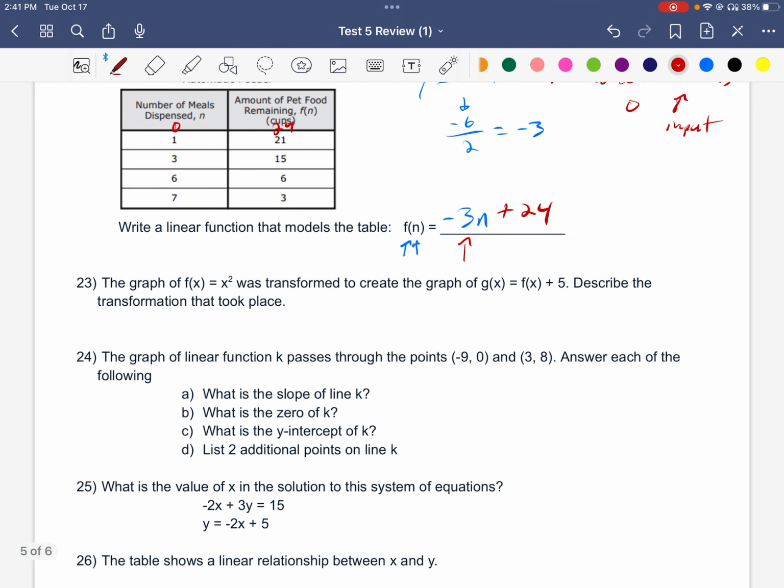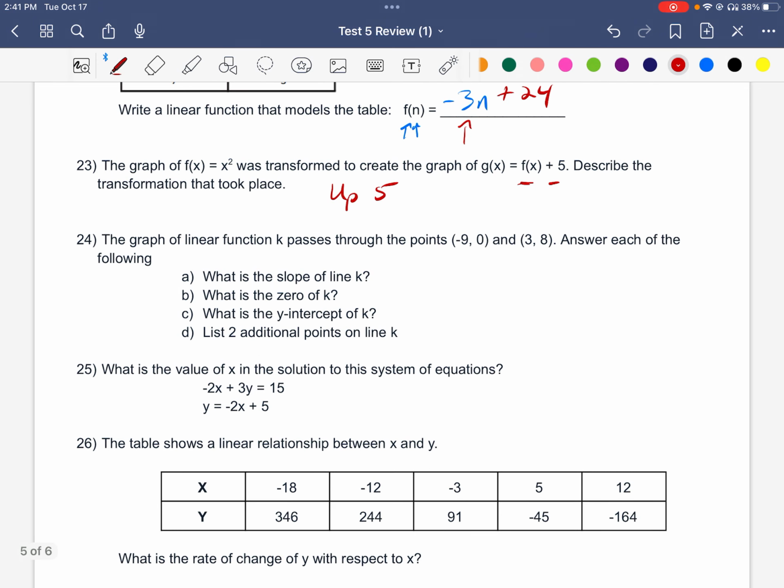All right, the graph of f of x equals x squared was transformed to create the graph of g of x, which is equal to f of x plus 5. Describe the transformation. So it really just wants to know, we had the original f of x, and g of x is equal to the same thing as f of x, but adding 5 at the end. How does that transform it? Well, adding 5 at the end just moves it up 5.